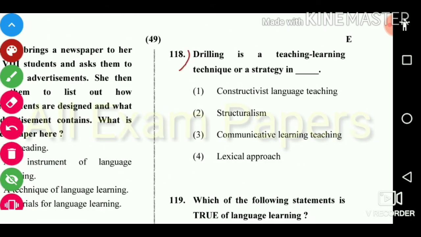Next question is, drilling is a teaching learning technique or a strategy in dash. First option is constructive language teaching, second is structuralism, third is communicative language teaching, and fourth one is lexical approaches. And the correct answer is option number 2.